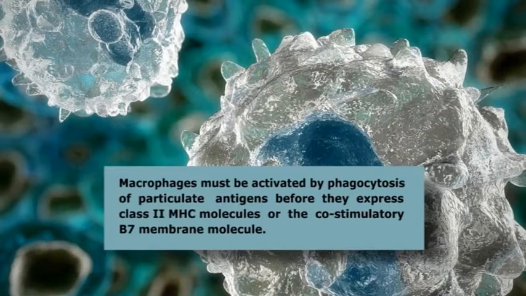Macrophages must be activated by phagocytosis of particulate antigens before they express class II MHC molecules or the co-stimulatory B7 membrane molecule. B cells constitutively express class II MHC molecules but must be activated before they express the co-stimulatory B7 molecule. The non-professional antigen presenting cells can be induced to express class II MHC molecules or a co-stimulatory signal. Many of these cells function in antigen presentation only for short periods of time during a sustained inflammatory response.